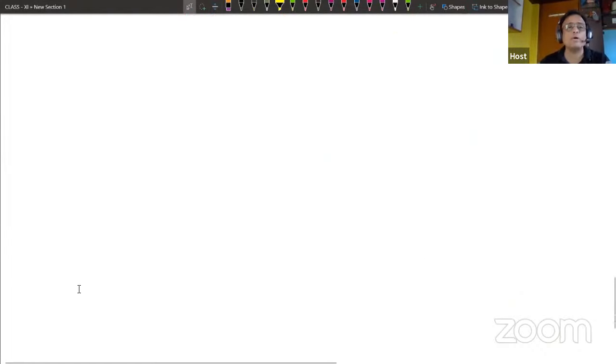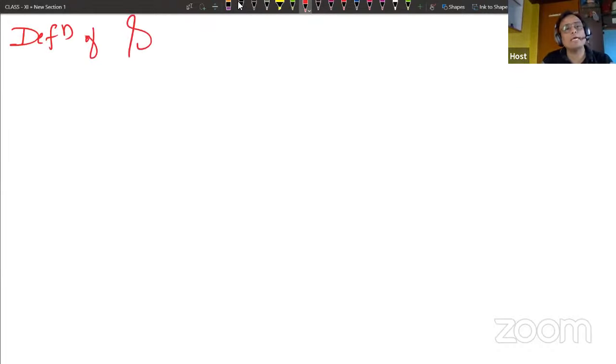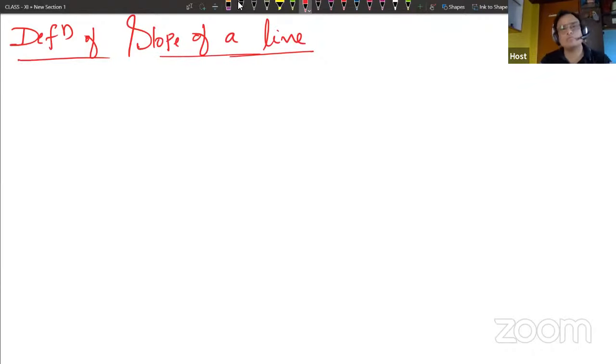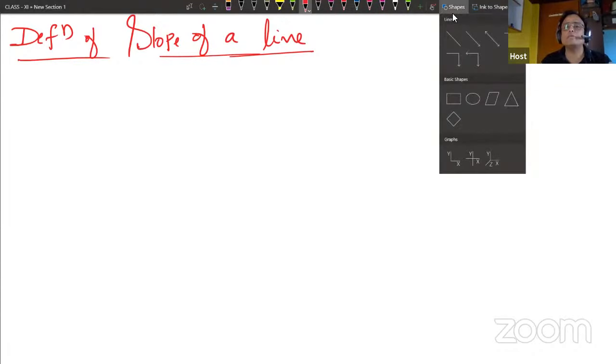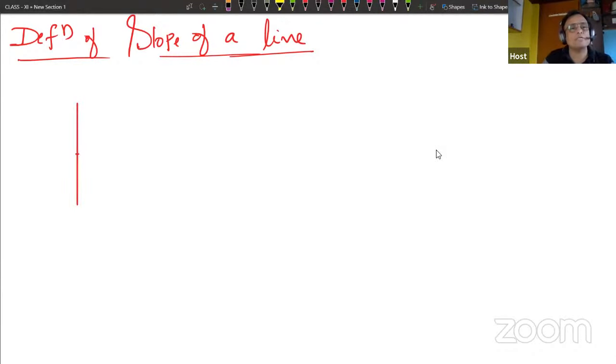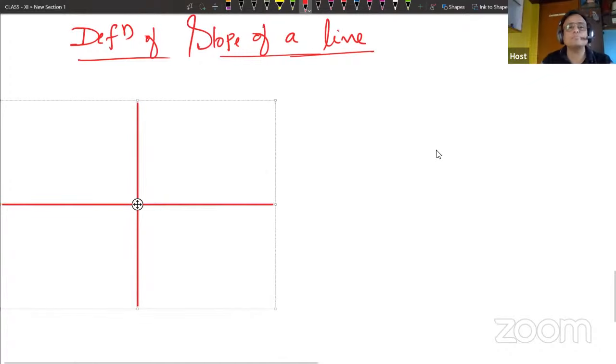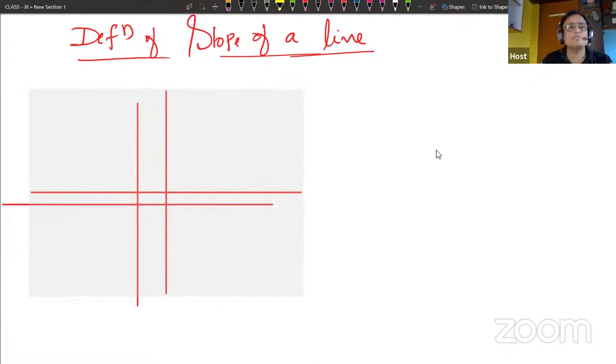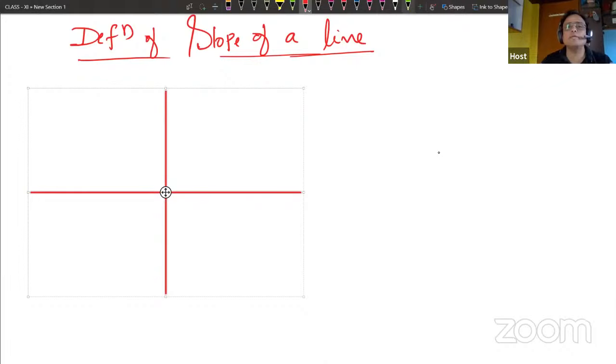Now we write the definition of slope, or gradient. The definition is as follows. Definition of the slope of a line. Slope is usually denoted by m, as we know. Before starting this definition, we'll go through it simply. We are going to define it now.